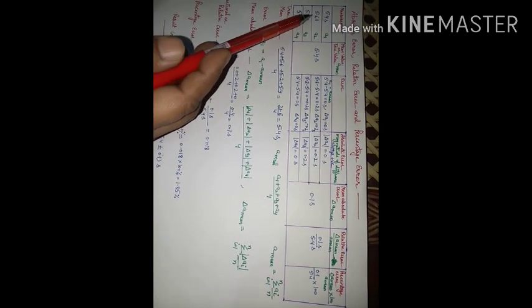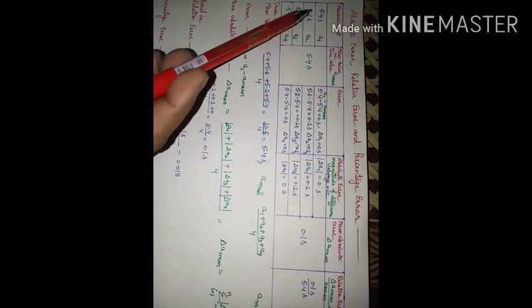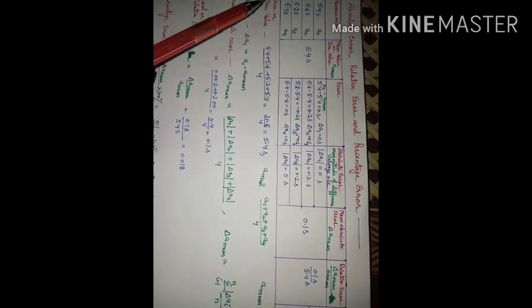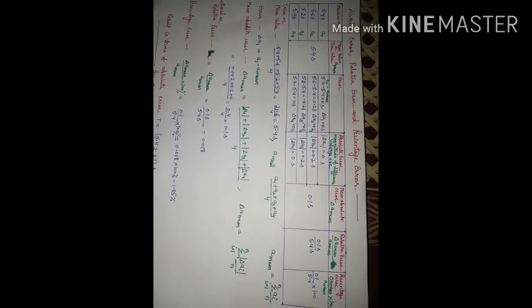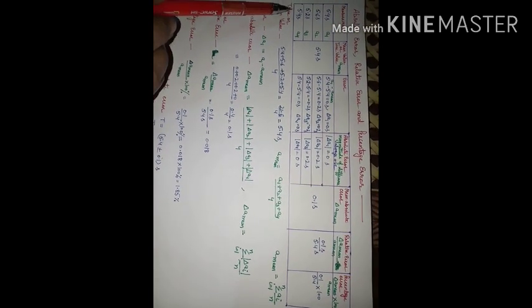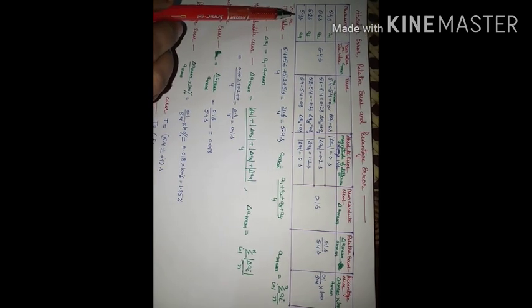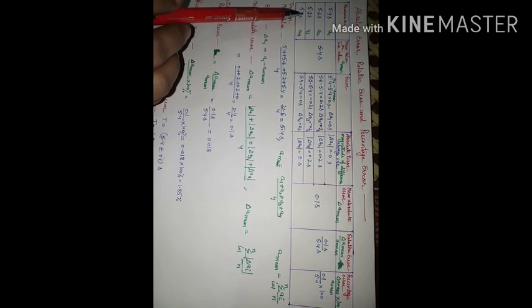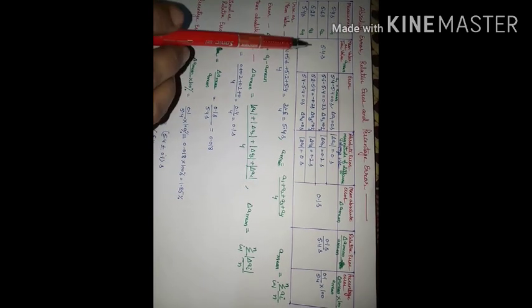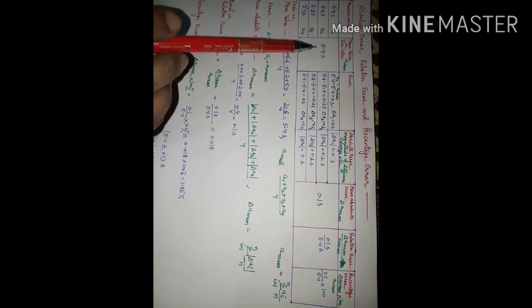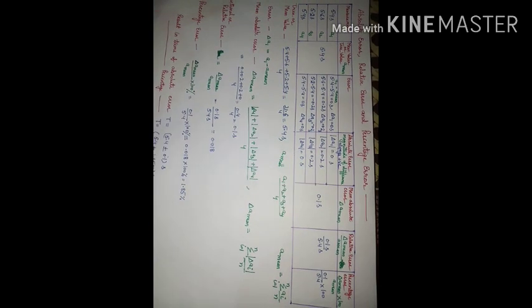Now which one is accurate? Which one is inaccurate? We don't know. We don't have any idea. And we know that there are so many sources of error when we are doing measurement, and these sources can lead to error in our measurement. So in this topic we will calculate absolute error, relative error and percentage error.